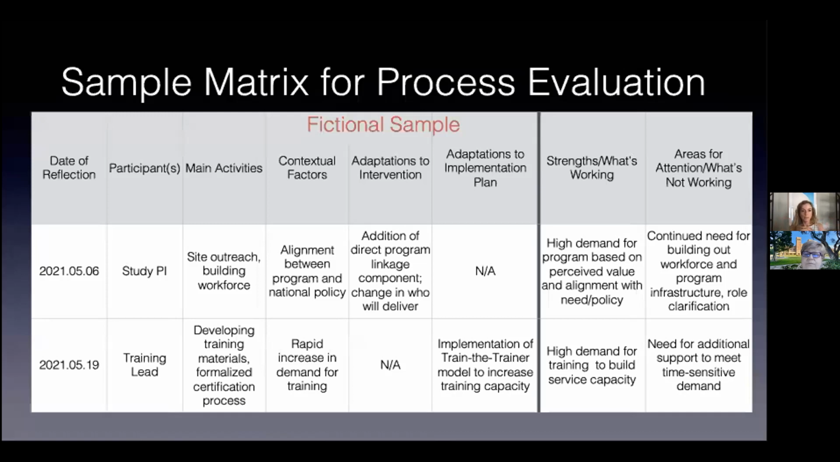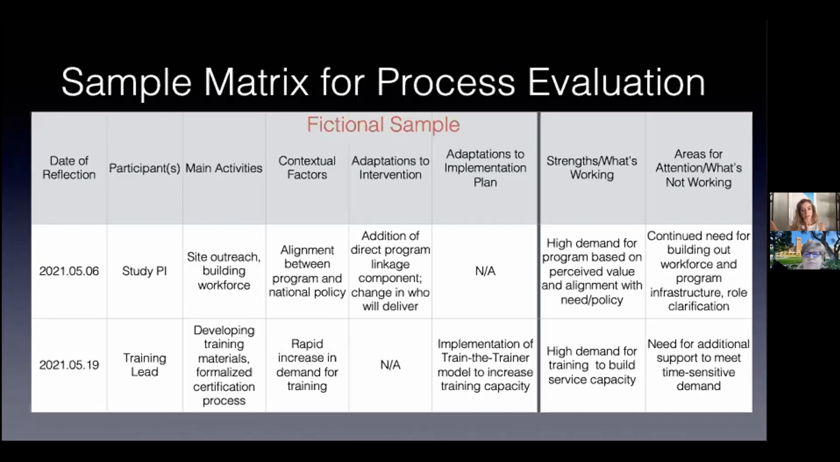In building out this kind of sample matrix for this process eval piece of what we're doing, we are doing a kind of rapid qualitative analysis, with structured summary templates that we pull into a matrix, looking at some of these key factors: what folks are working on, what contextual factors they're running into, and what adaptations are happening. And we're doing all that on the left side of the matrix.